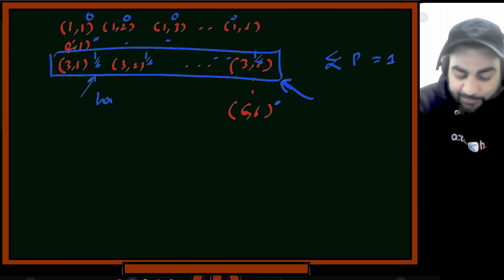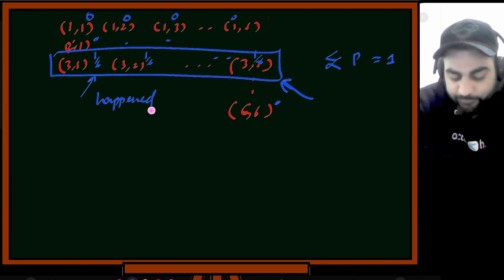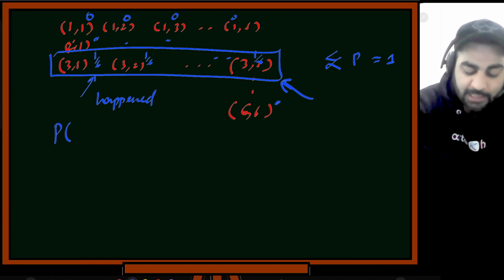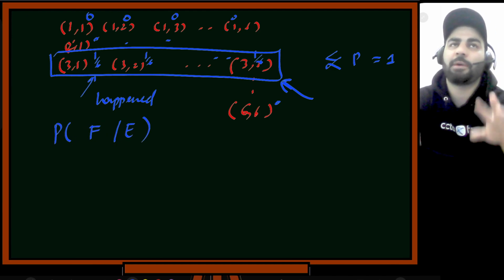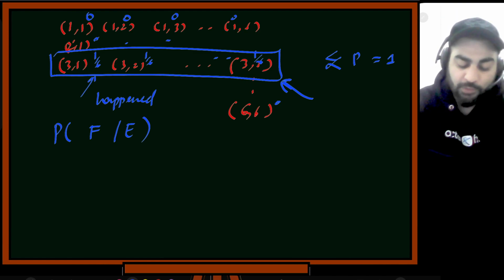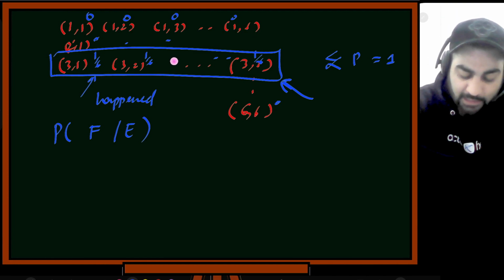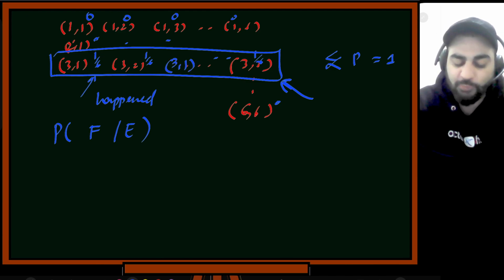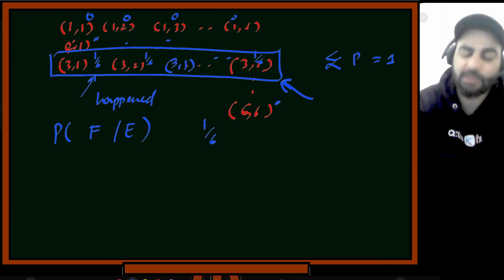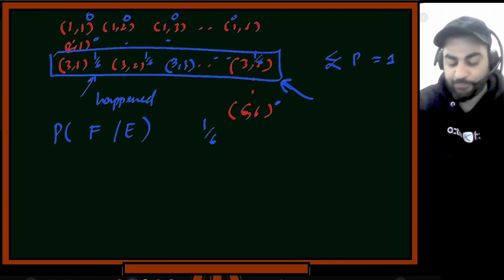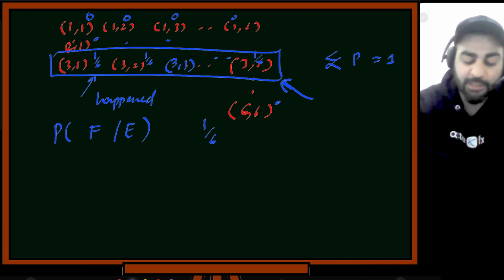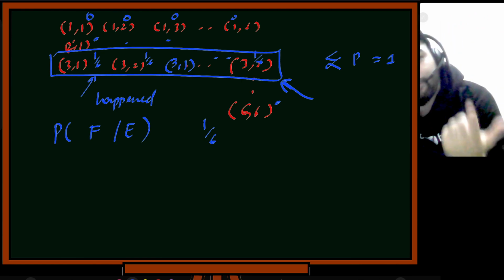This has already happened. Now if somebody asks for the probability of F given that E has happened, the numbers should add to 4. There is only one event which gives us the sum 4, that is 3 comma 1. We know its probability is 1 by 6, because we precomputed that. That is approach one, where we reassign the probability. Again, I said there is a second way of looking at this problem.